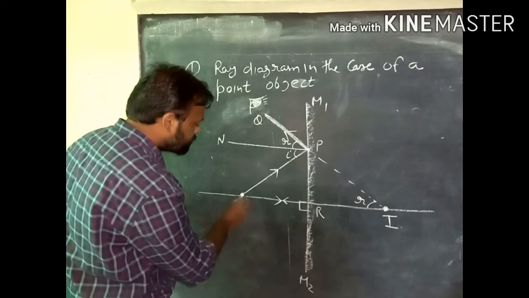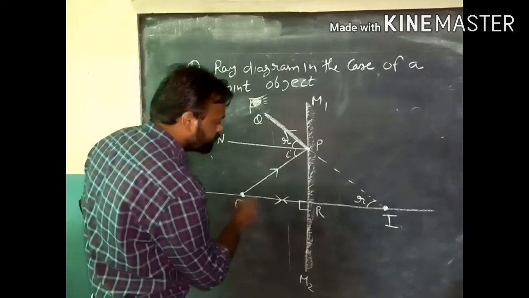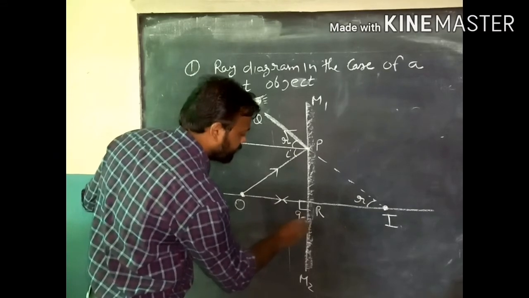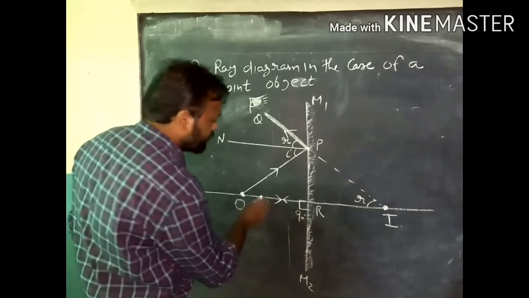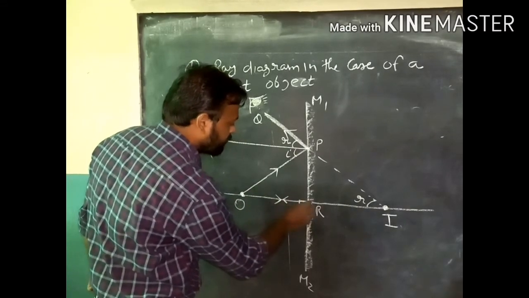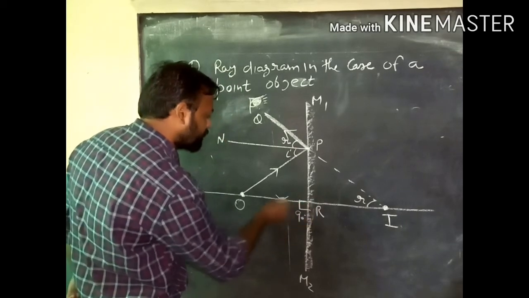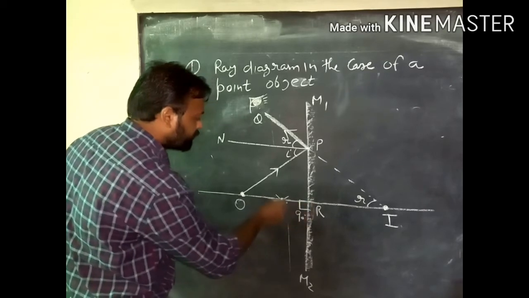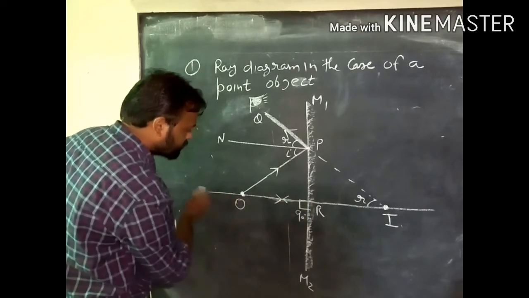You can see this light ray which is falling on this plane mirror at an angle of 90 degrees, and we know that when a light ray falls at an angle of 90 degrees, it returns back by the same angle, meaning it follows the same path. That is why it will get reflected by this plane mirror in the same direction, like this.